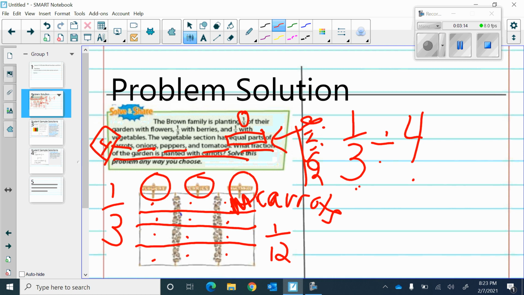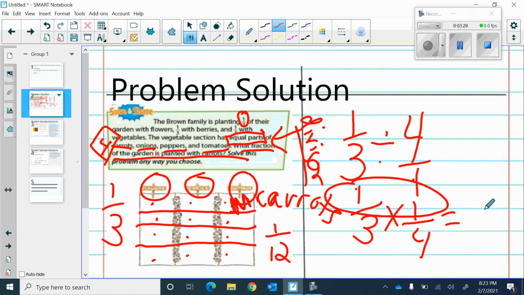So now let's solve our problem. We know that we are going to reciprocate the second number. So now I have 1/3 times 1/4. When we multiply fractions, we multiply the numerators together, and then we multiply the denominators together. So 1/12 of the garden will be planted with carrots.